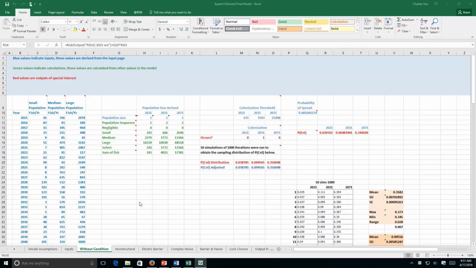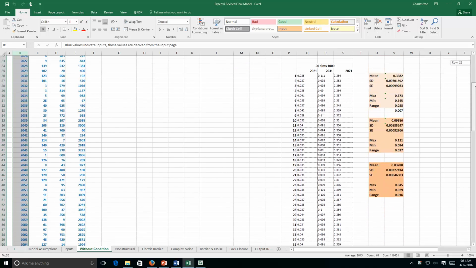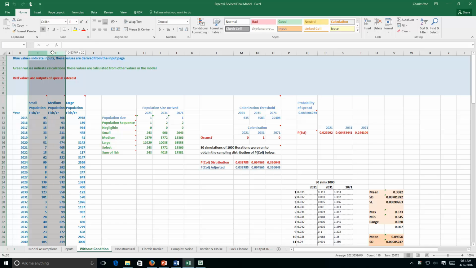In this video, we're going to look at how the quantitative risk assessment model runs. Let's begin with column B. Column B includes the years from 2015 through 2071. In columns C, D, and E, we estimate the number of fish that could pass from below Brandon Road Lock and Dam into Lake Michigan in a year.